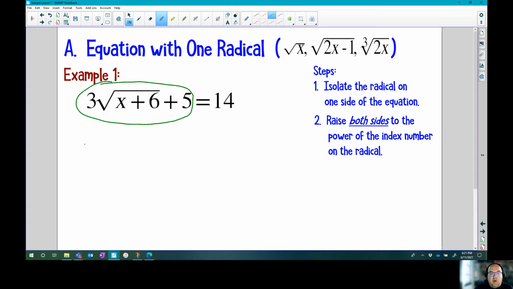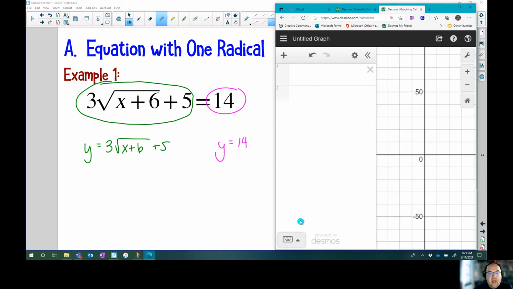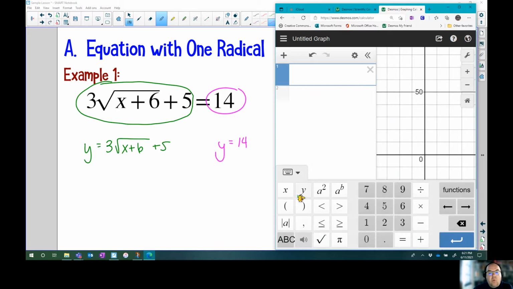So this could be our y equals 3 times the square root of the sum of x and 6, plus 5. And this one over here could be y equals 14. Just by separating the two expressions into their own equations, we're using a system of equations. And we can solve that graphically if we go to our Desmos graphing calculator and carefully type that in as well. Where these two intersect should be our solution. And it's another way to check your answers as well as solve for your answer.